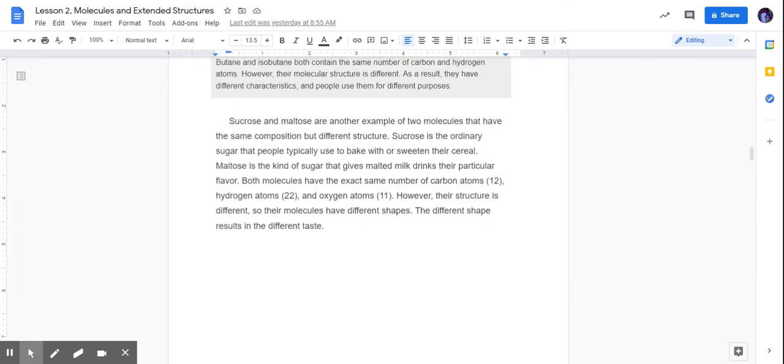I'm going to skip down to here. Sucrose and maltose are another example of 2 molecules that have the same composition but different structure. Sucrose is the ordinary sugar that people typically use to bake with or to sweeten their cereal. Maltose is the kind of sugar that gives malted milk drinks their particular flavor. Both molecules have the same exact number of carbon atoms, which is 12, hydrogen atoms, which is 22, and oxygen atoms, which is 11. However, their structure is different, so their molecules have different shapes. The different shape results in the different taste.